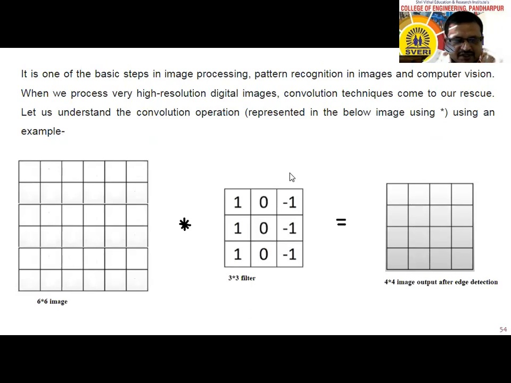It is one of the basic steps in image processing, pattern recognition in images and computer vision. When we process very high resolution digital images, convolution techniques come to our rescue. Let us understand the convolution operation represented in the image below using an example. Therefore, this is a 6 by 6 image, a 6 by 6 matrix, convolved with this 3 by 3 filter, which gives a 4 by 4 output image after edge detection.